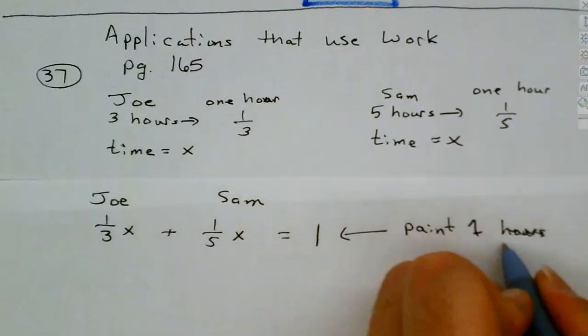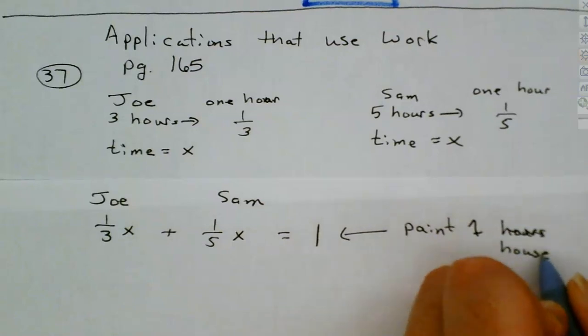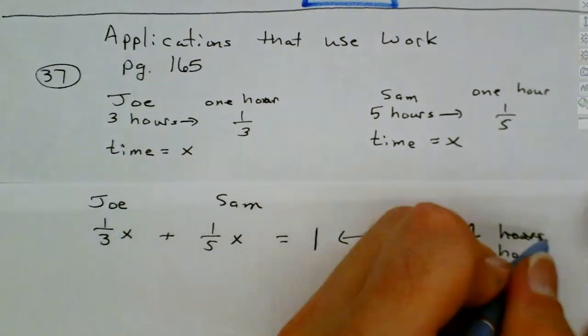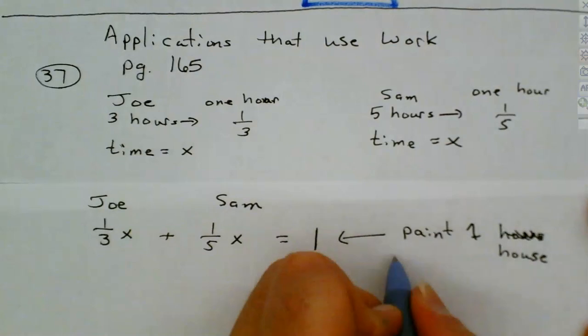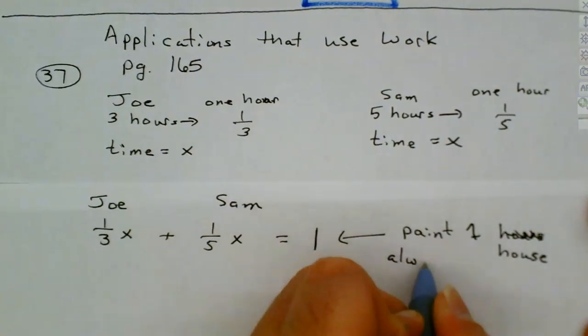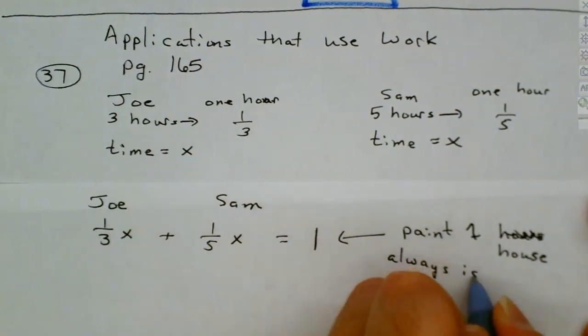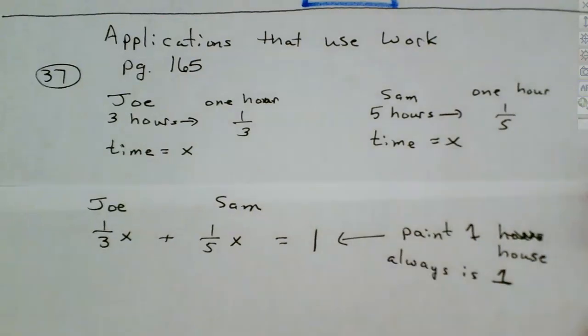So we're going to paint one house. That's why it equals 1. It always equals 1, because you're always painting one house or filling one pool or cleaning one yard. So it's always going to be 1 because that's one house or 100% of the job done. Now, how do we finish this out?